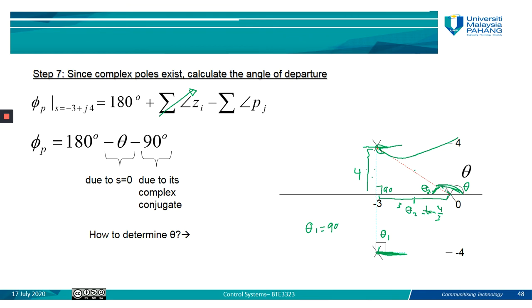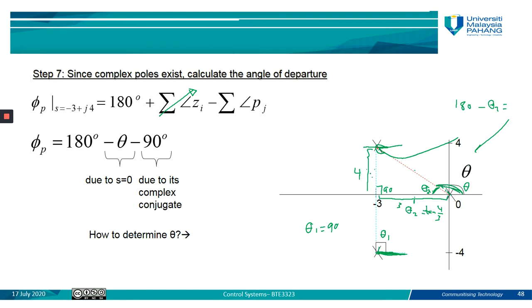So I can find this angle. If I find this angle, I make 180 minus theta 2. It will give me the value of theta here. Okay? So the value of theta will be 180 minus theta 2. What is theta 2 here? Theta 2 is equal to tan inverse 4 over 3.